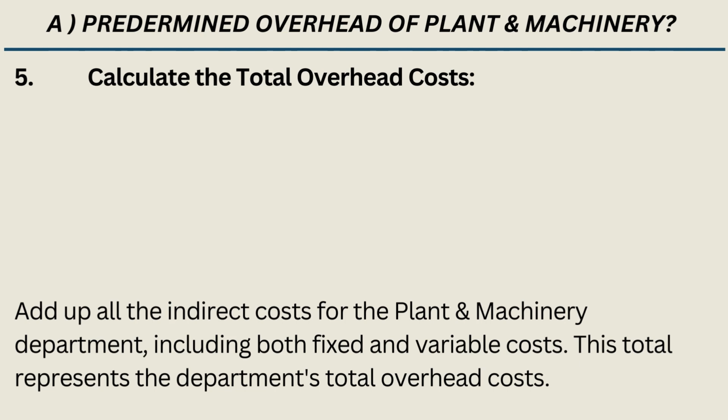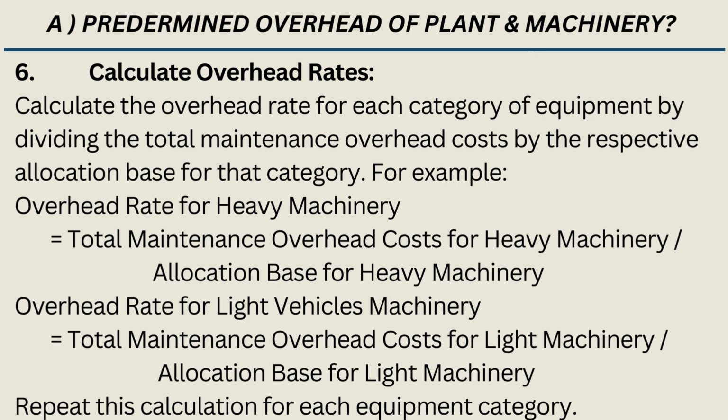5. Calculate the total overhead costs. Add up all the indirect costs for the plant and machinery department, including both fixed and variable costs. This total represents the department's total overhead costs. 6. Calculate overhead rates. Calculate the overhead rate for each category of equipment by dividing the total maintenance overhead costs by the respective allocation base for that category.